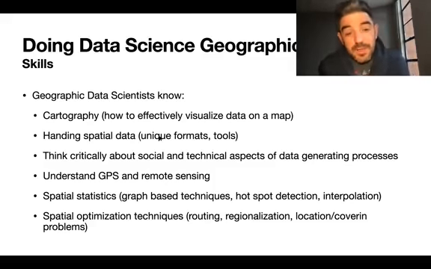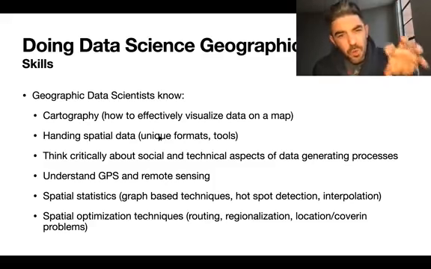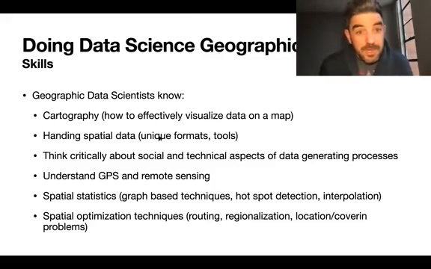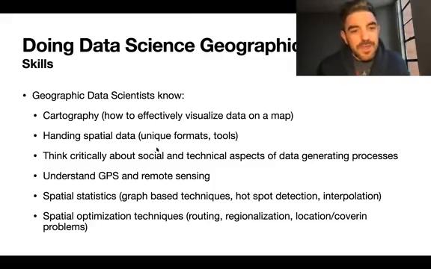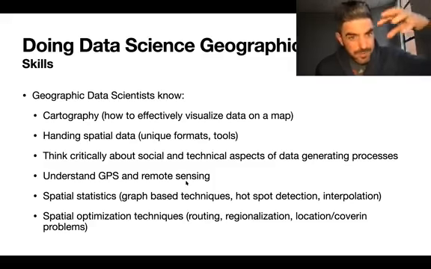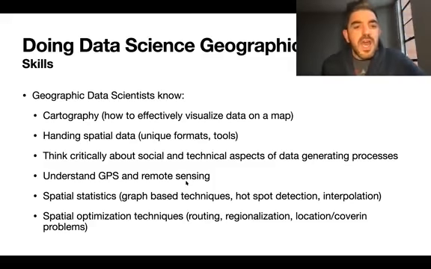Spatial data scientists know how to think critically about the social and technical aspects of data generating processes. That's what I was talking about before, understanding what the absence of data in a place might mean. Does it mean that nothing happened, that nothing was measured, that it's a different kind of regime? They understand GPS and remote sensing. Remote sensing is sensing from satellites. These are the basic technologies that generate a lot of the data used by spatial data scientists.